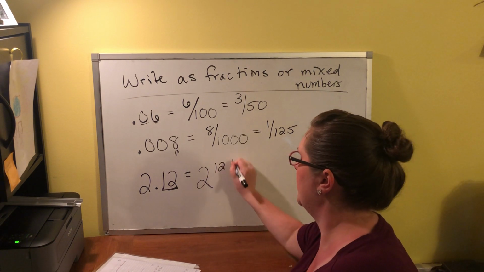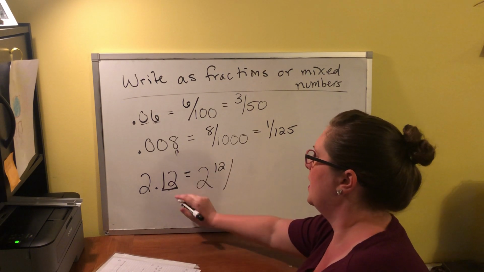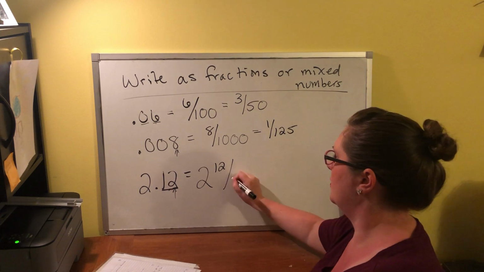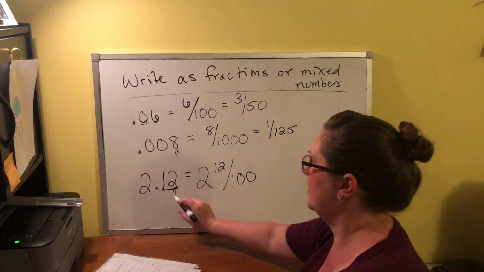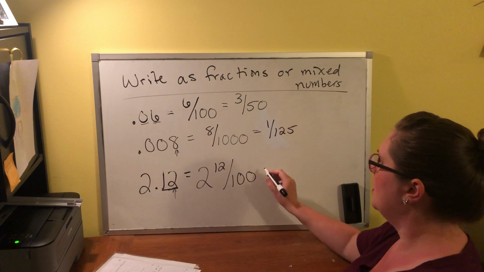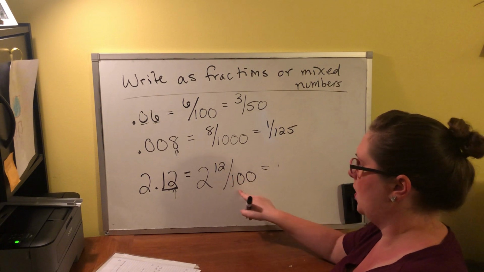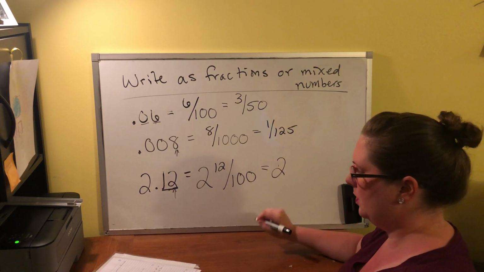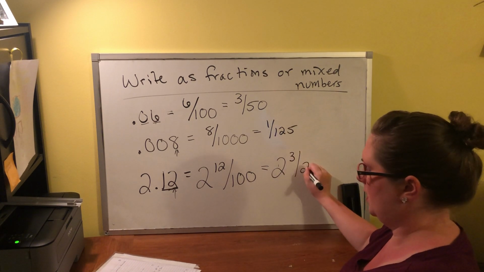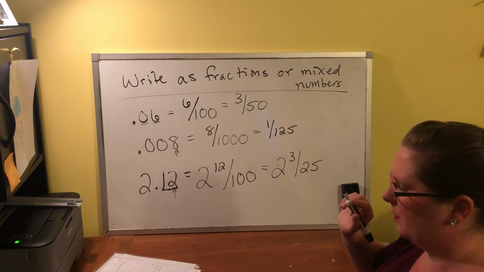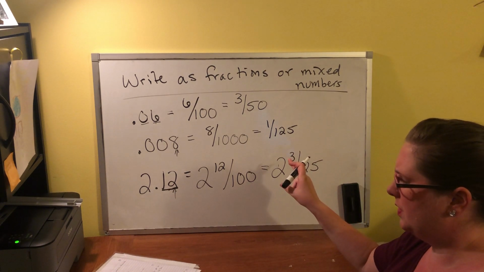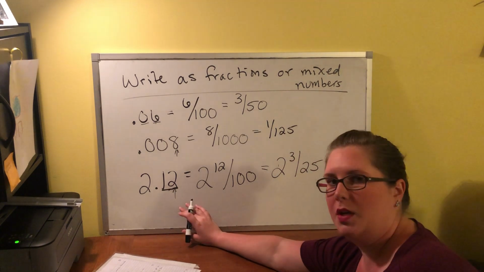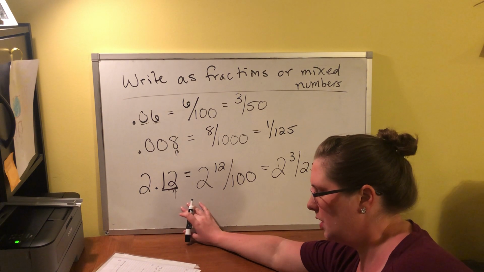This becomes your numerator, just like the other problems. And we're going to look at the last decimal place. That's 100. So it's going to be 12 over 100, right? Or 2 decimal places, 2 zeros. And then we're going to notice that 12 over 100 reduces. So we're keeping our whole number 2, and this reduces to 3 over 25. Okay? So do keep that in mind, right? If it's a whole number, it stays a whole number. It's not going to change. Okay?